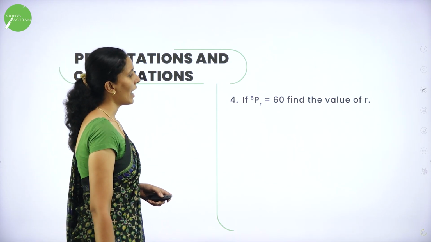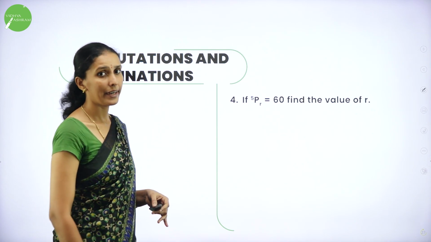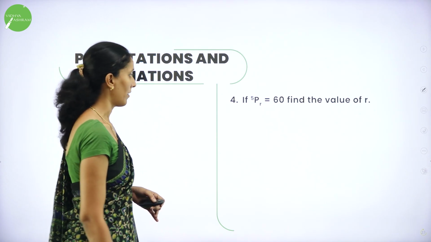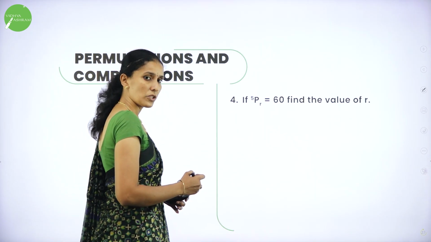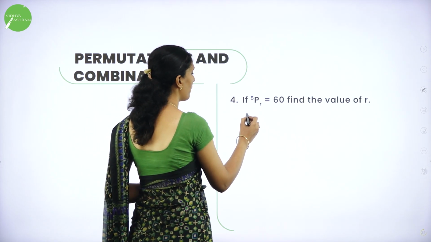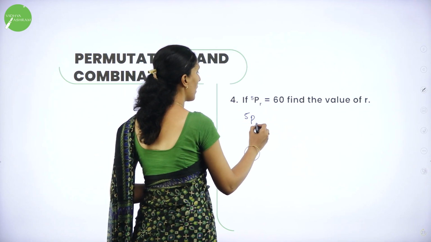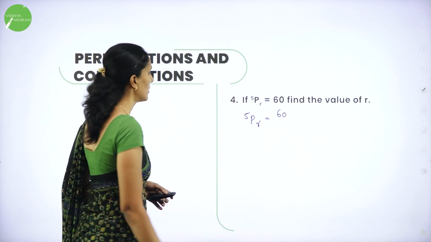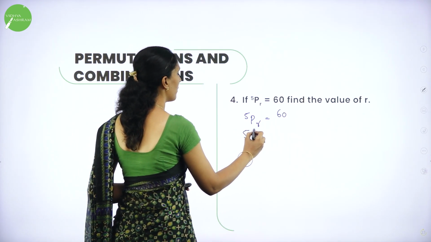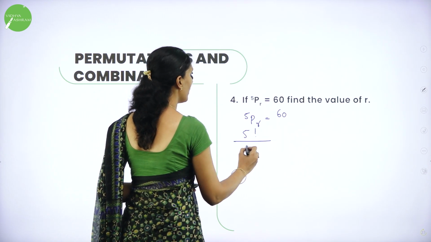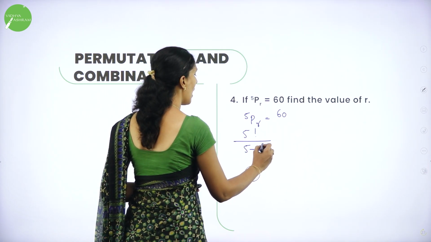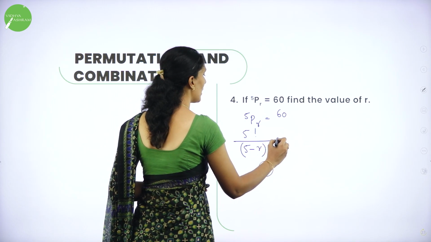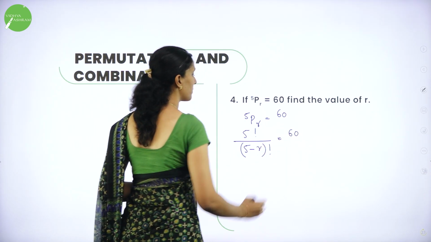If 5PR is equal to 60, find the value of R. So use the same concept here. So we have 5PR is equal to 60. Okay, so 5 factorial divided by (5 minus R) factorial, that is equal to 60.